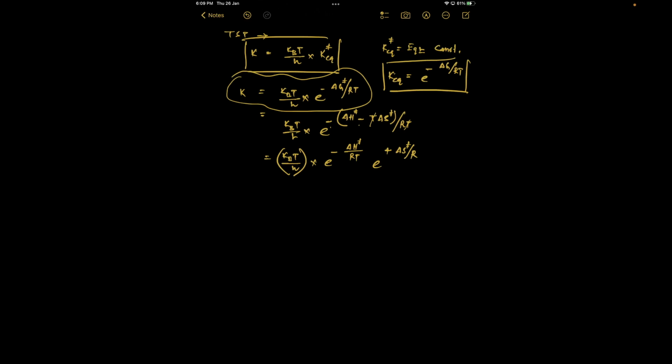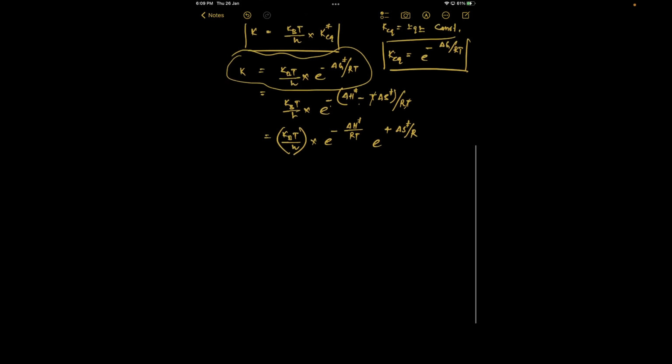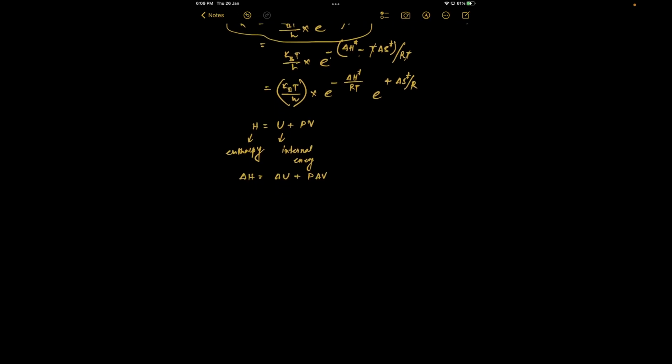Now to find out the pre-exponential factor, we have to find out first, we know from thermodynamics that H equal to U plus PV, where H is the enthalpy and U is the internal energy. So basically delta H will be delta U plus P delta V, and using the ideal gas approximation, P delta V means delta N RT, right?